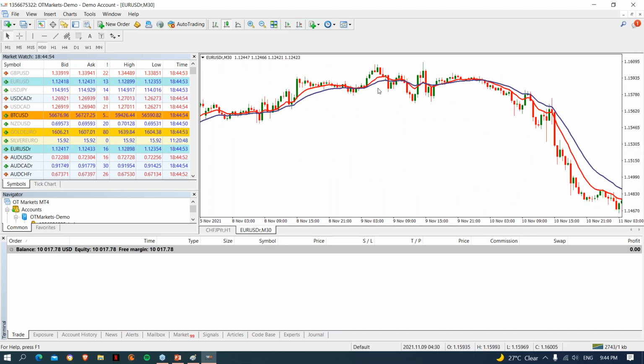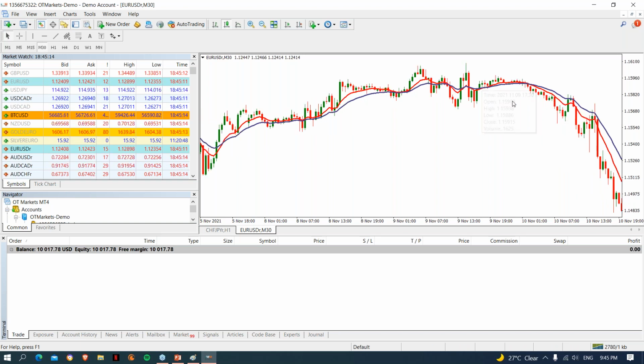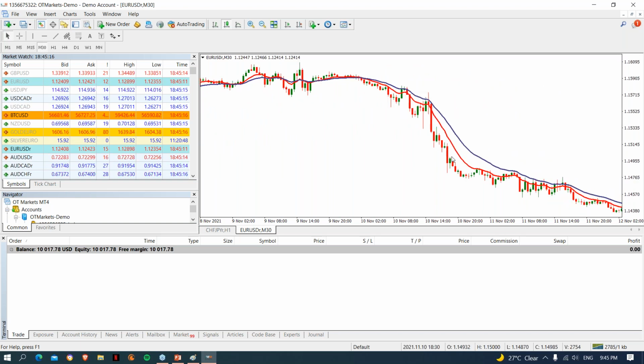So notice here how the crossover happened in this area. The market was moving sideways. Then we had a confirmation that the crossover happened here. The longer moving average is above the shorter, short-term moving average. The market is below the moving averages. We know it's a sell signal, and notice how the market actually dropped.